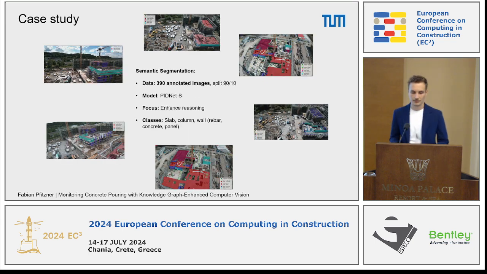Then we also applied semantic segmentation. In this case, we had a data set close to 400 images. We used the PITNet-S model to train the network. And again, here the focus was to enhance our reasoning, right? If we can give our graph neural network more information, it probably can learn better and more complex rules according to different scenarios. And here the classes were slab, column, and wall, focusing on three different stages: rebar, concrete, and the panel stage.